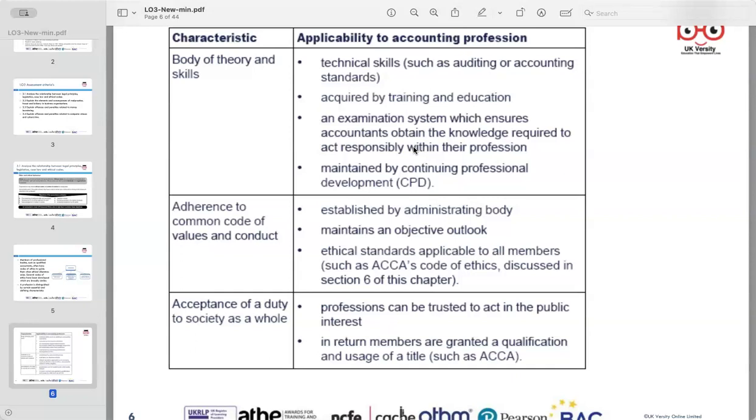Then finally, we talk about duty to society. This is about duty to society as a whole, by maintaining an objective outlook and adhering to ethical standards. Accountants demonstrate their commitment to serve society's needs. In return for upholding these principles, members are granted professional qualifications and the privilege of utilizing professional titles, reinforcing the symbiotic relationship between the profession and society.